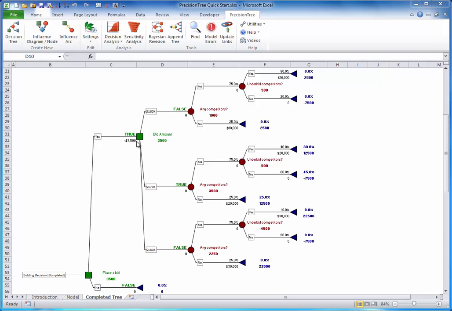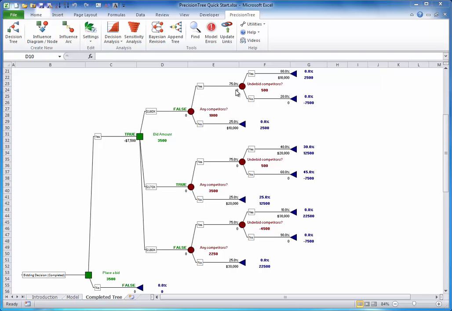Number 3. If the company bids, it then sees whether there are any competing bids, a chance node. Finally, number 4. If there are any competing bids, the company sees whether it has underbid the competitors, a chance node.